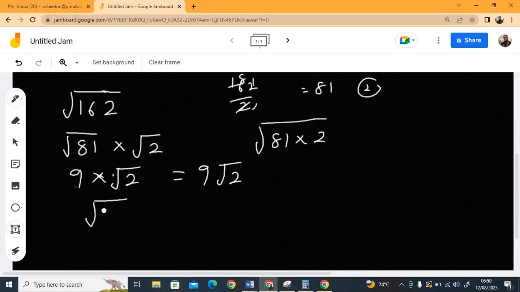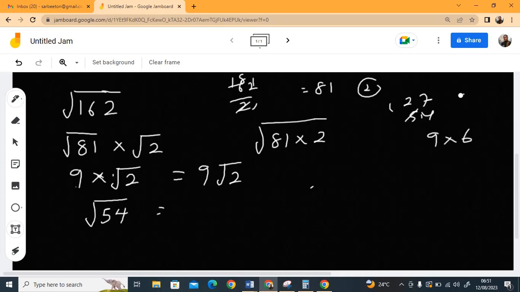Now let's assume we are given another one: root 54. How do you solve this? If you divide 54 by 2, you get 27. I know that this 27 is not a perfect square, so I can't use this one. I will take again. Why can't I use 9 times 6? 9 times 6 is 54, because 6 is a non-perfect square.